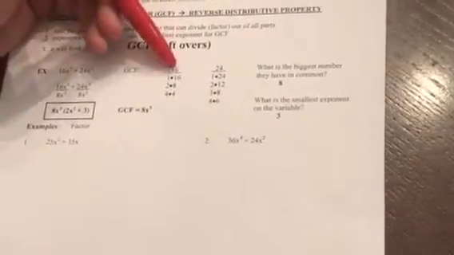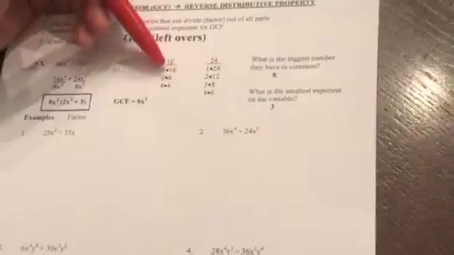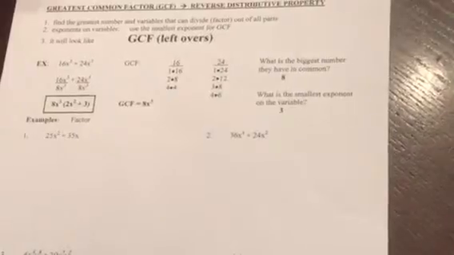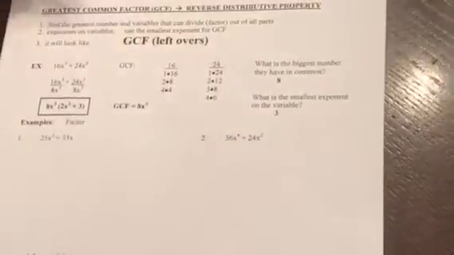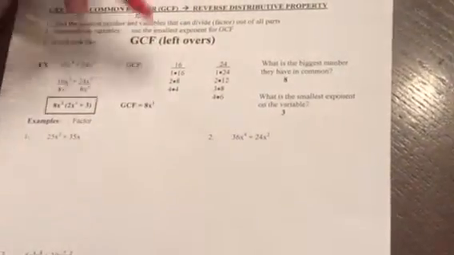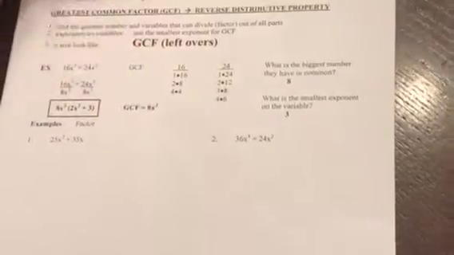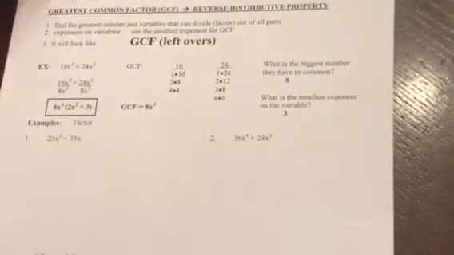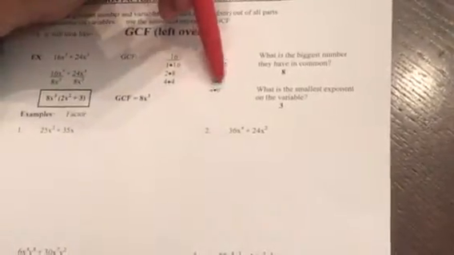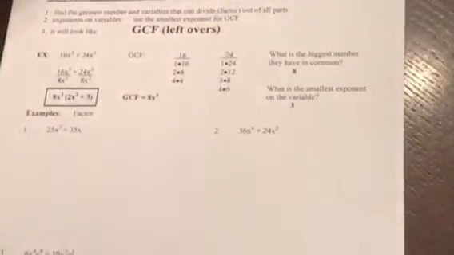Well, on the side of my work, I've labeled the 16, and I have written down every combination that can multiply to get 16: 1 times 16, 2 times 8, and 4 times 4. Those are the only combinations that will multiply to give us 16. And then I write down the combinations that will multiply to give us 24: 1 times 24, 2 times 12, 3 times 8, and 4 times 6.